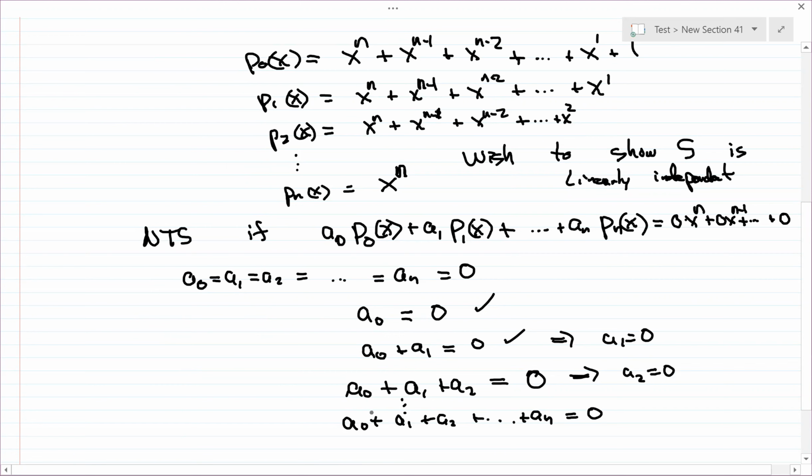And when you get down to the second to the last one, you already know that all the coefficients from A0, A1, A2 up to A(N minus 1) are 0. And that will imply what? AN is 0. And that means the only way that this linear combination could equal the 0 polynomial is for all the coefficients to be 0. And that means we're done. We've shown it's linearly independent. Questions on this example?